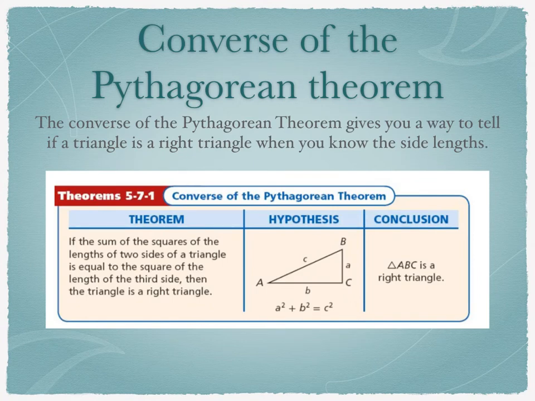Right, next we have the converse of the Pythagorean theorem, which gives you a way to tell if the triangle is a right triangle when you know the side lengths. So if a squared plus b squared is equal to c squared, then we know it's going to be a right triangle. Before we knew that if it's a right triangle, a squared plus b squared is equal to c squared. But now that we know a squared plus b squared is equal to c squared, we know it's going to be a right triangle. So this is the same thing as the Pythagorean theorem, but in reverse.